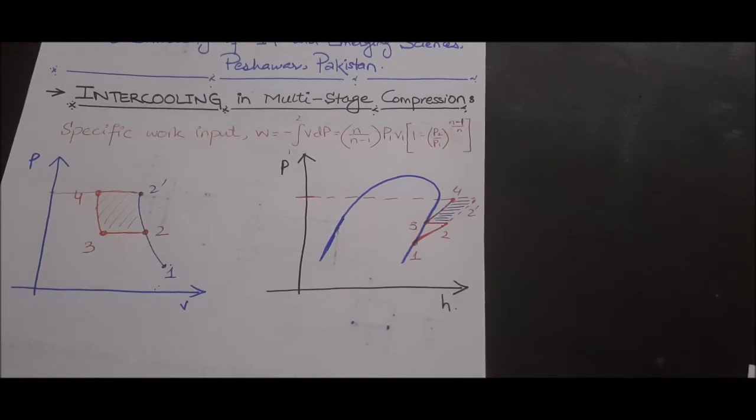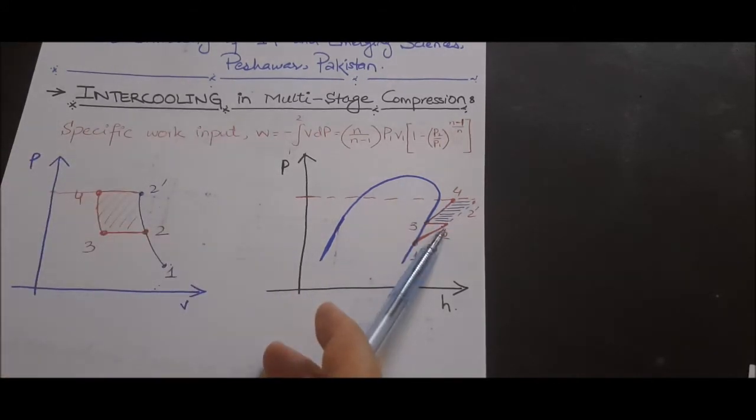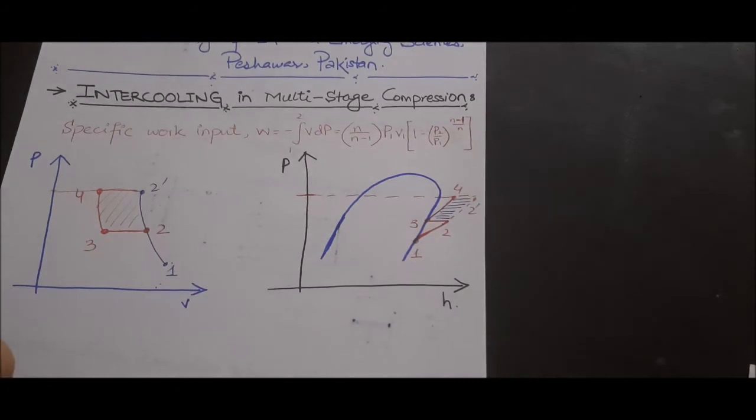And there is another way of using the heat exchanger. We can also use a heat exchanger where the cool water can circulate and extract the heat from the superheated vapor. From here, as you can see, the refrigerant is in a superheated state.